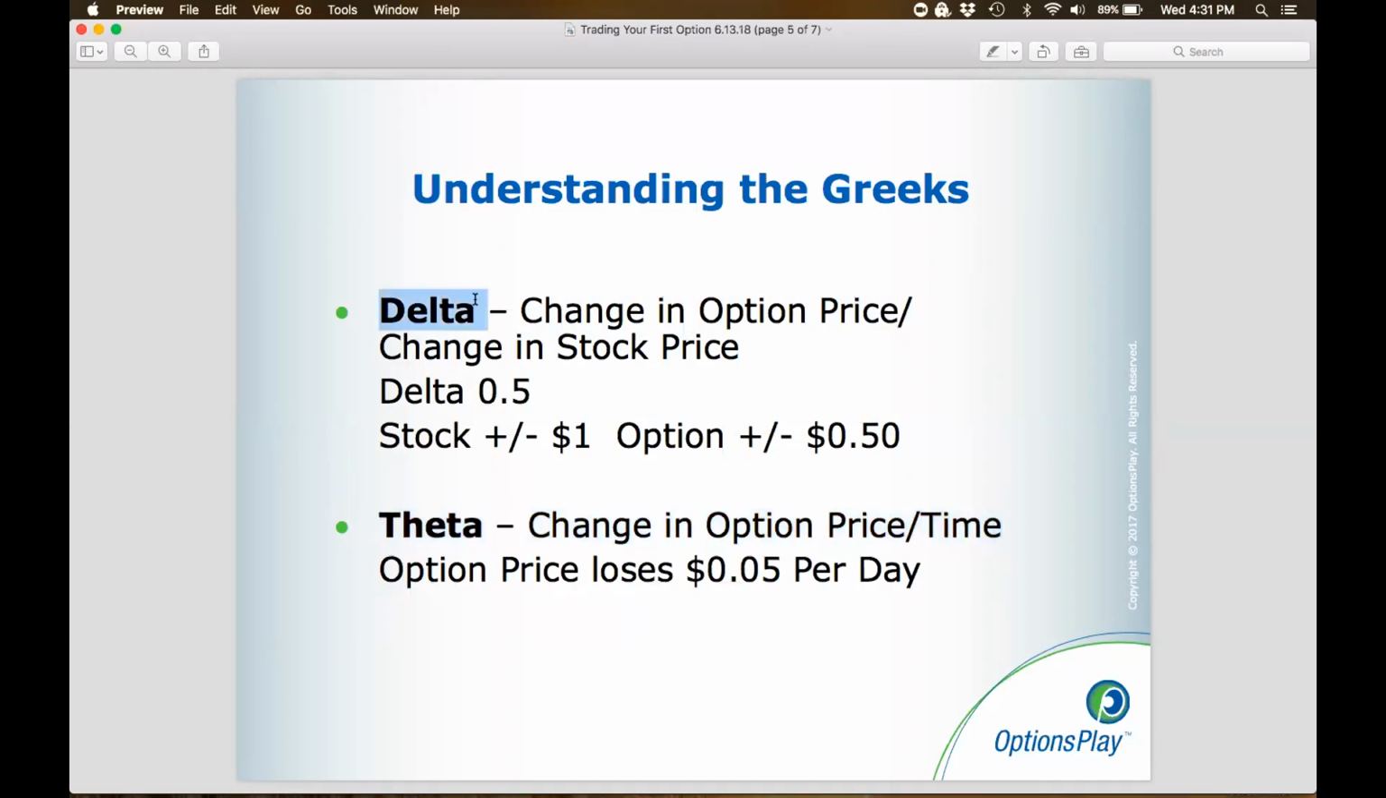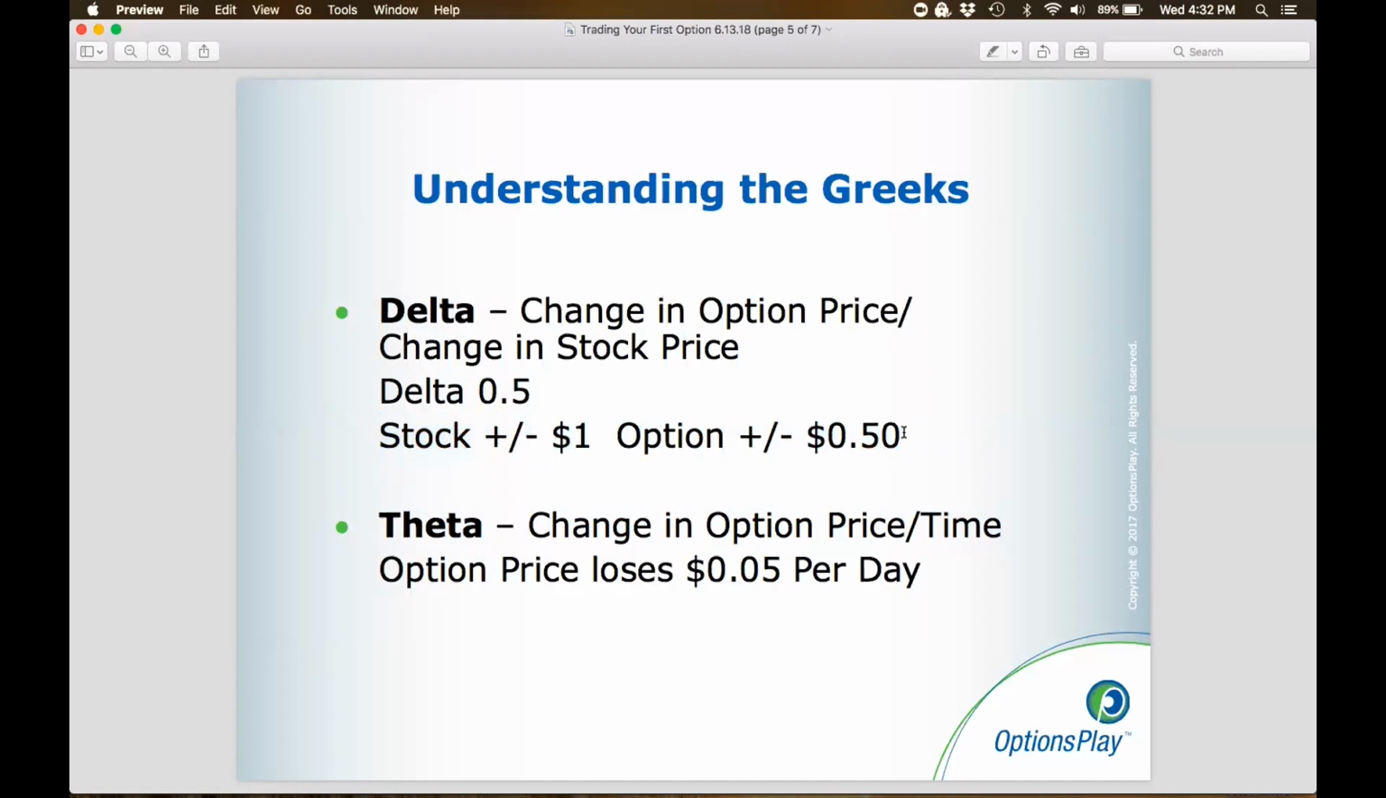What delta tells you is how much you are expecting to make or lose on the option for every $1 that the stock moves up or down. In this example, I have an option that has a delta of 0.5. That tells me that for a move of the stock going up or down $1, the option price will move 50 cents, exactly half of that. So if I bought a call option and the stock goes up by $1, my option is going to rise by 50 cents. Conversely, if I bought that call option and the stock drops by $1, my option is going to lose 50 cents.